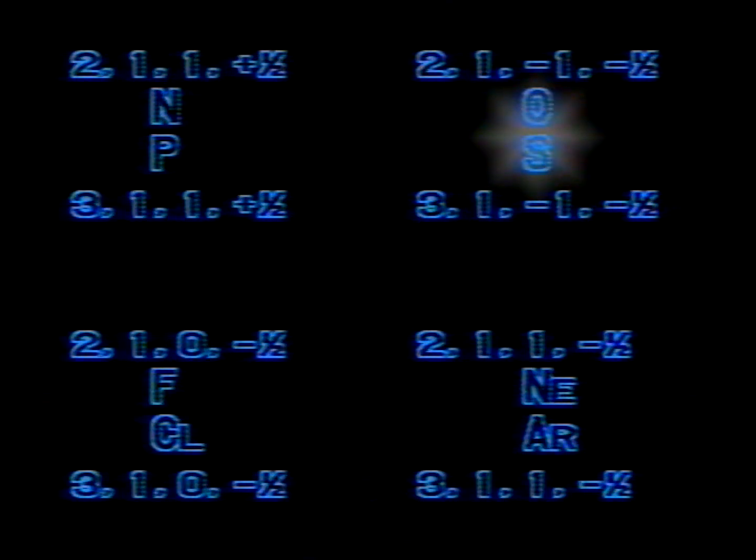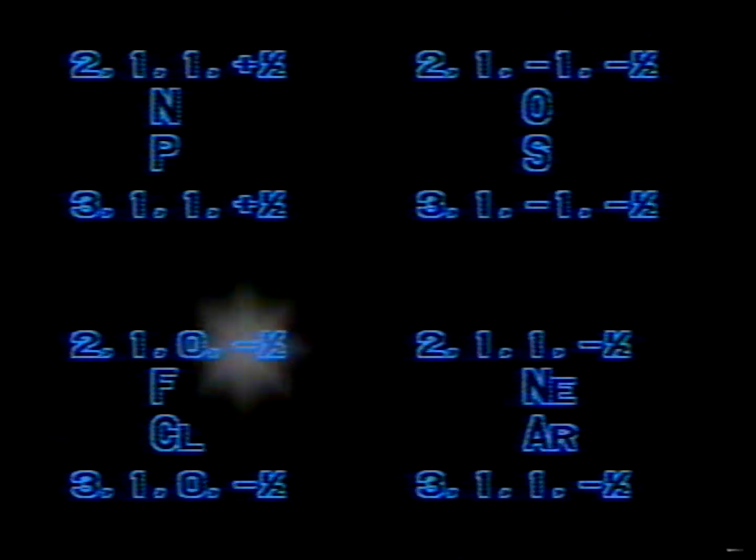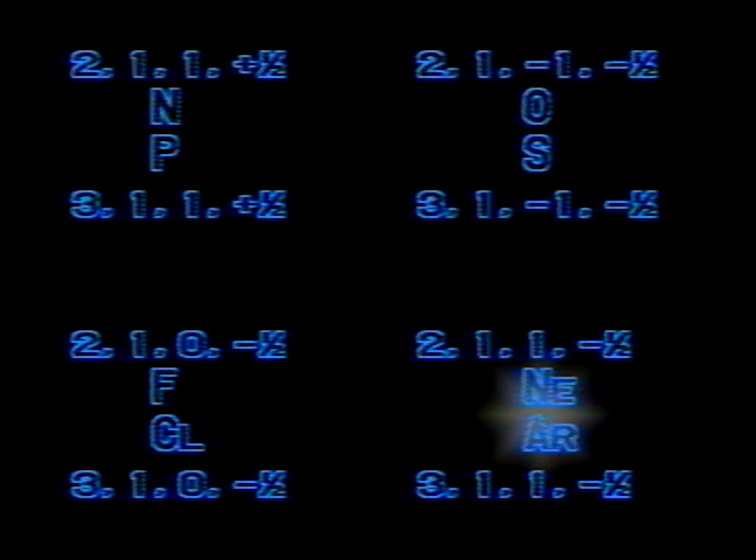Sulfur is 3, 1, minus 1. The spin is minus 1/2. Chlorine is 3, 1, 0, minus 1/2. Argon is 3, 1, 1, minus 1/2.